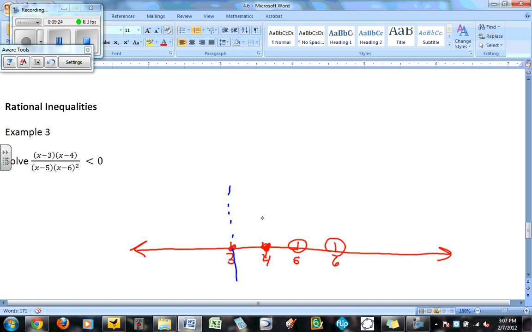So here's an interval. Here's the interval. So I put lines on here to separate it. And here's the interval. Okay? So pick a point over here. So pick 0, let's say. If I pick 0, I get negative 3 times a negative 4. And then I get a negative 5 times a negative 6 squared, so a positive 6. All right.